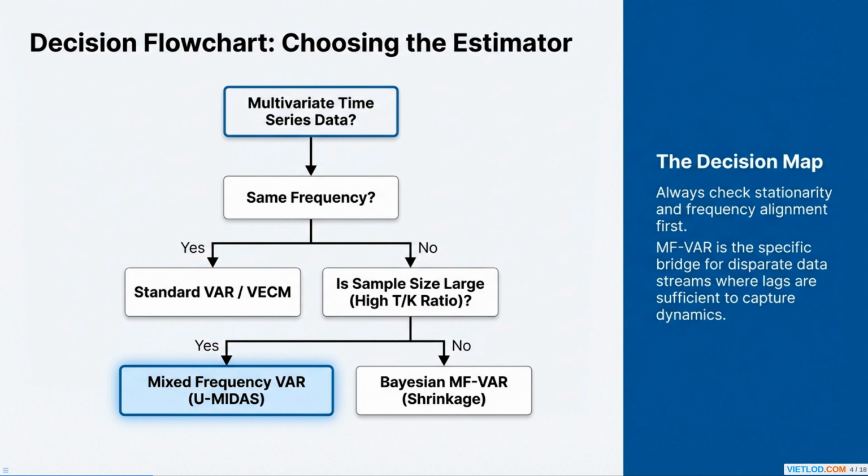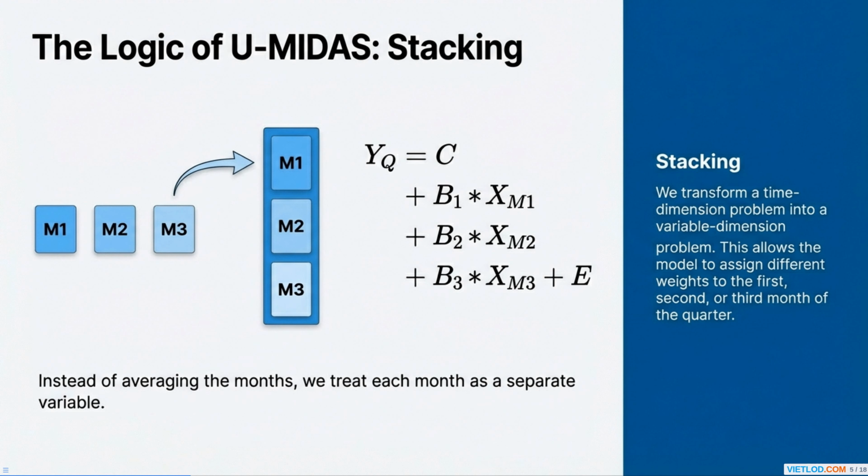Here, a key consideration is the sample size. If you have a large sample size, a high ratio of observations T to parameters K, the U-MIDAS approach is suitable. However, if your sample size is small, you risk parameter proliferation. In this case, a Bayesian MVAR is preferred because it uses shrinkage to impose some structure on the coefficients, preventing overfitting.